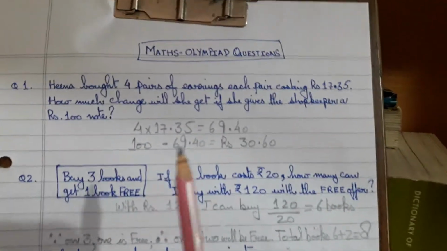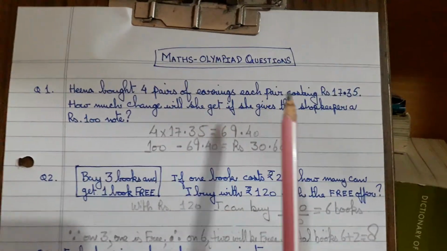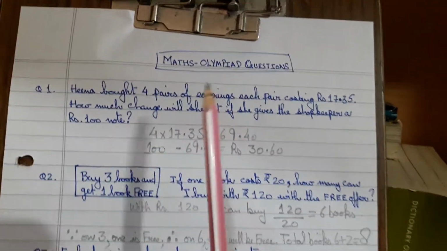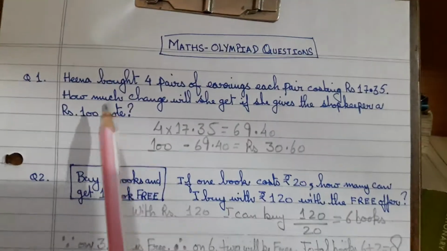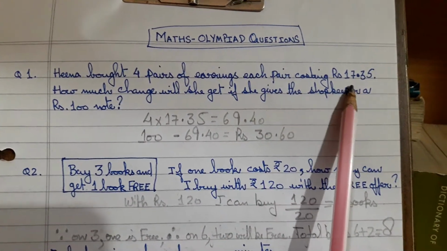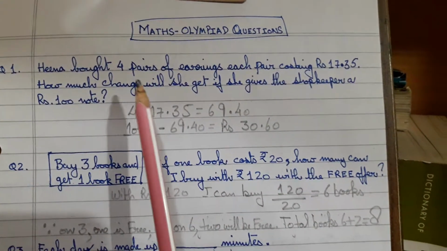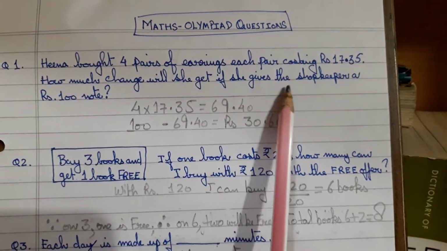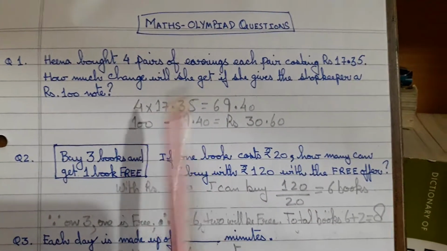Alright, children, so let's start with the discussion of this sheet in which I had given you some Olympiad questions. Hina bought 4 pairs of earrings and each pair costing rupees 17.35. How much change will she get if she gives the shopkeeper a rupees 100 note?